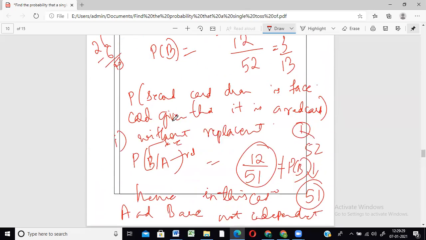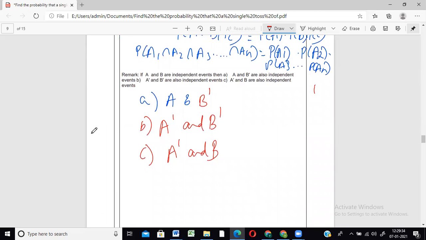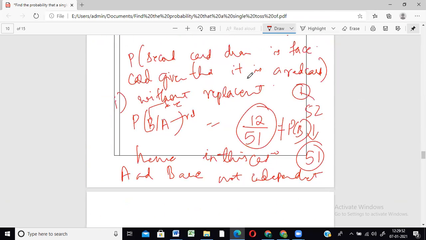What was the other definition now? These are all simple basic terms. If A and B are independent, then A and B dash will also be independent. A dash and B dash are also independent. A dash and B will also be independent. That means these pairs are independent of each other.